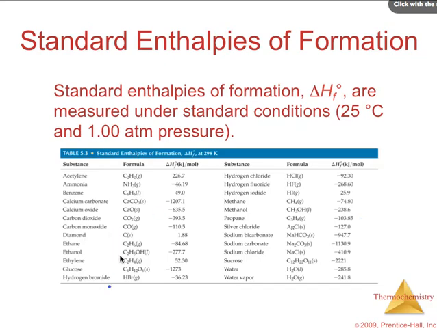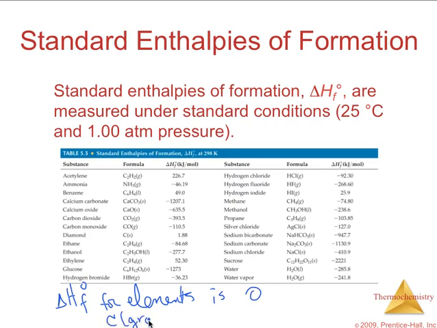enthalpy of formation for an element, delta HF for elements in their standard states, is 0. Carbon in its graphite form is considered a standard for carbon. So its delta H in C graphite is 0. O2, H2 gas, bromine liquid, iodine solid, all of those would be 0 standard enthalpies of formation.